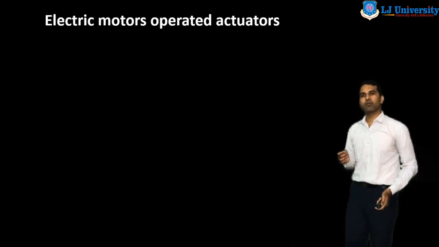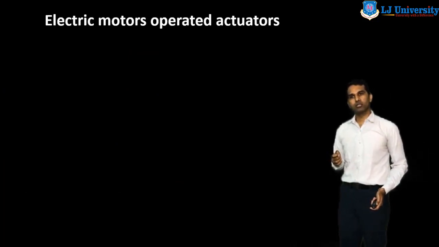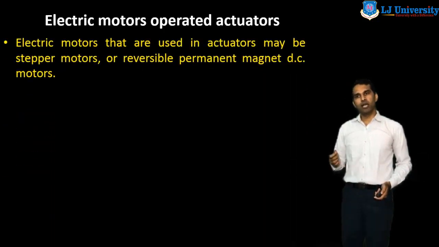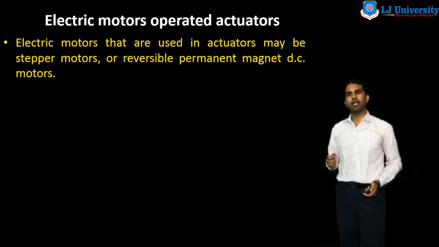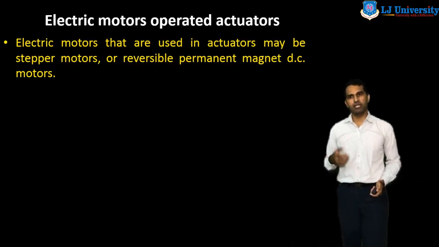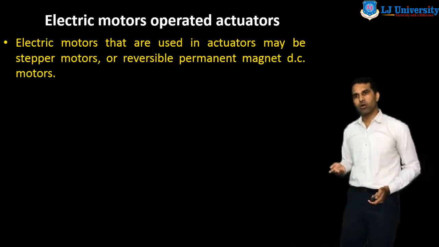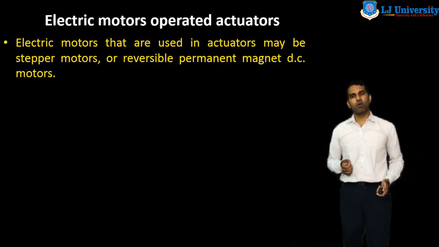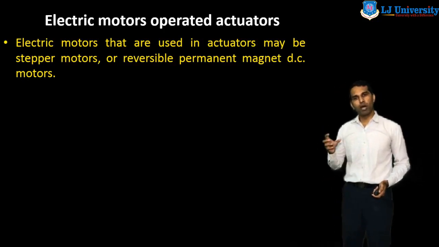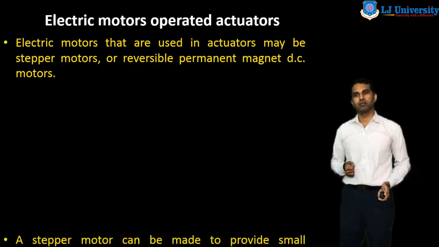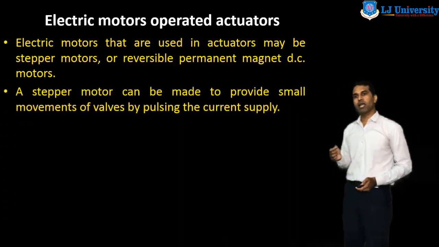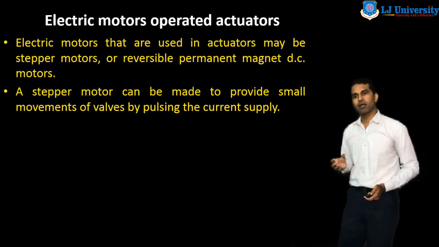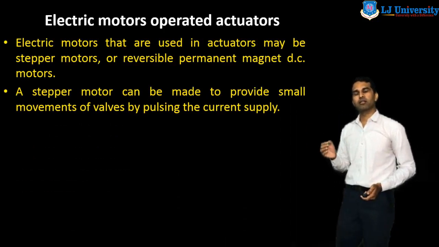Now we discuss the second type of actuator, the electric motor operated actuator. The electric motors used in the actuator may be a stepper motor, a DC motor, or a reversible permanent magnet motor. There are different types of motors used to open or close the valve. A stepper motor can be made to provide a small movement of the valve by pulsing the current supply.